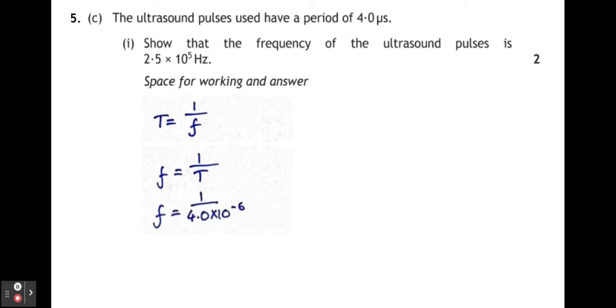In this case, the period is 4 microseconds. So 1 divided by 4 times 10 to the power of minus 6, which is equal to 2.5 times 10 to the power of 5 hertz, which is what the answer was asking for.